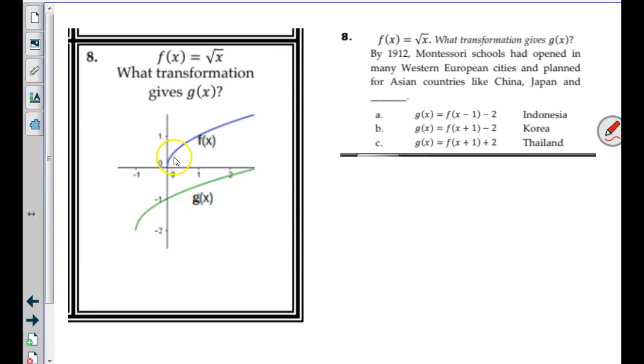This one, the blue one is first, so it went left 1, down 2, which is left 1, down 2, which is B. Okay. That's it. Okay, I'm very concerned about stretches, but we'll practice that some more next week.